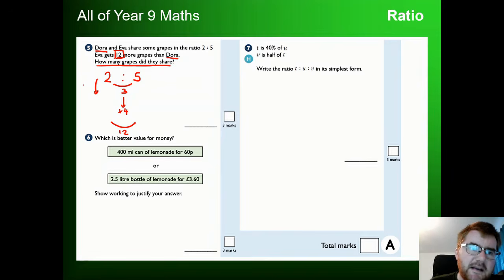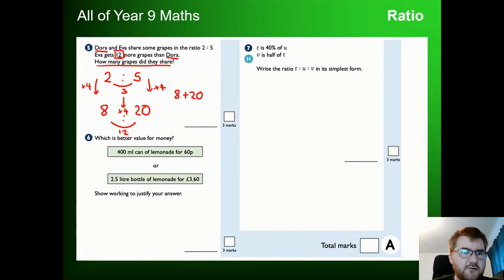So we need to do the same on both sides, so it stays in the same ratio. So 2 times 4 is equal to 8. 5 times 4 is equal to 20. And notice this is in the same ratio, but there is a gap of 12 in between them. Now that's not our final answer because we need to work out how many grapes they shared, so the total number of grapes, and we need to add together the 8 and the 20. So Dora's 8 and Eva's 20, giving us the answer of 28, like so.